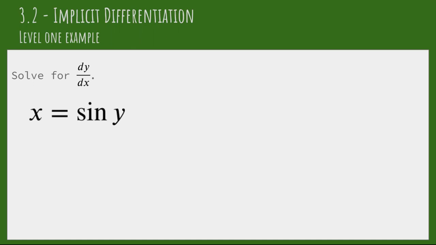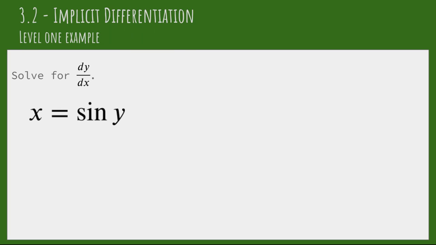Let's take a look at a couple examples that use implicit differentiation. So in this first example here, we can see that we don't have a function y in terms of x, but we do want to find dy dx. So we still want to find a derivative that tells us how fast y is changing with respect to x, or the slope of a tangent line.